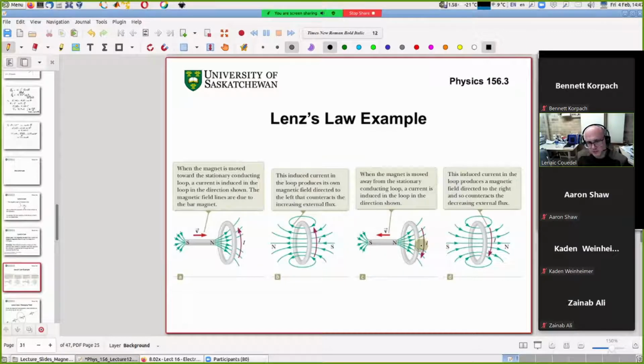So it is the change of flux that matters. Okay, so you are fighting the change. Again, you use the right-hand rule and you will find that in this case, the electric current generated in the loop has to be in the clockwise direction. So the induced current in the loop produces a magnetic field directed to the right and so counteracts the decreasing external flux. Does that make sense for everyone?